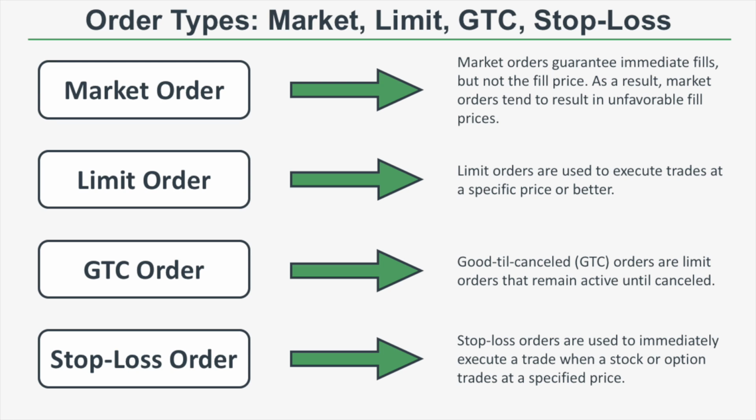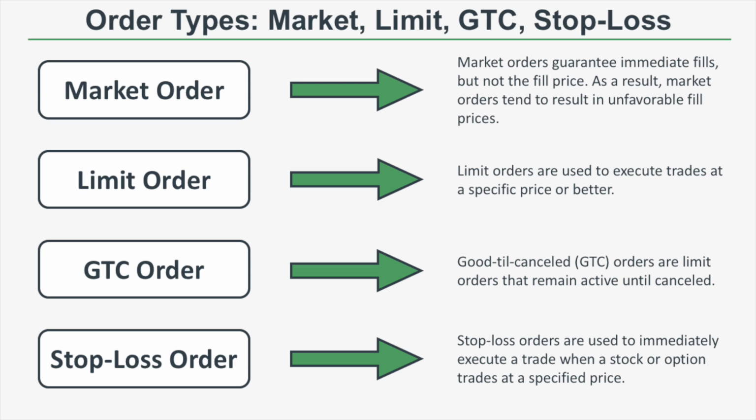Next up, we have the limit order, which is an order that is used to execute a trade at a specific price or better. So let's say a stock is trading at $50 and you want to buy it when it hits $49. If you use a limit order with a price of $49, you won't buy the shares unless you can buy them for $49 or cheaper.